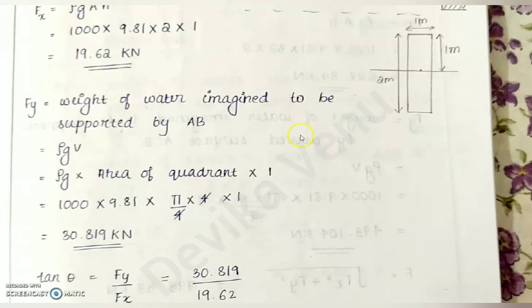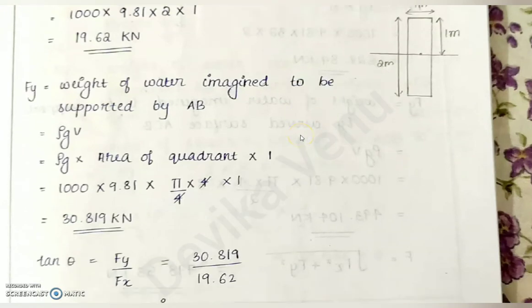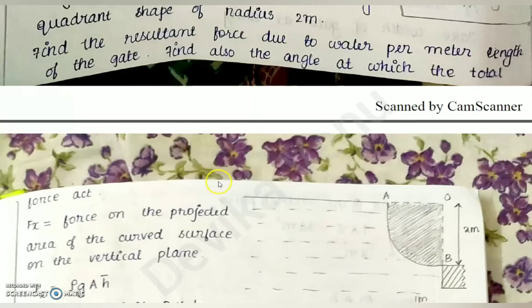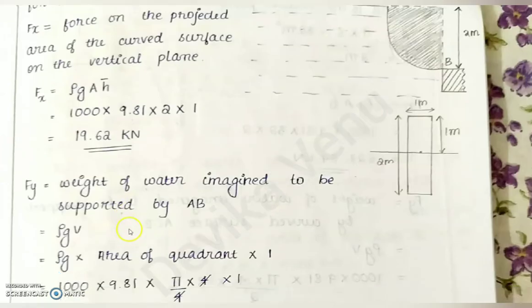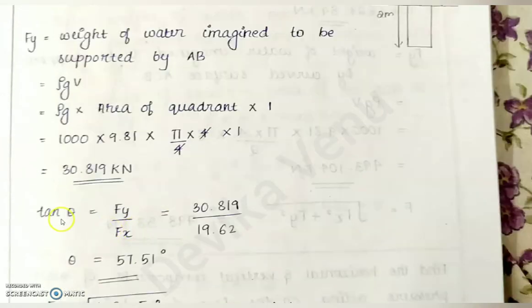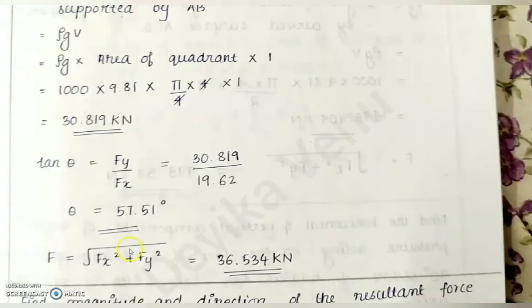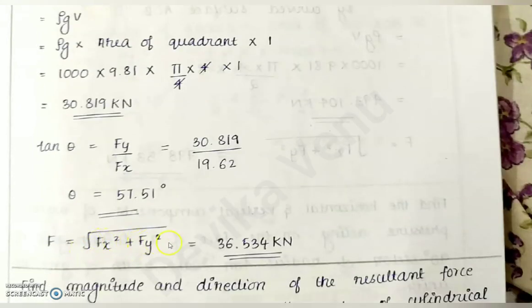Now we have to find out the angle. It is also asked that you have to find the angle at which the total force acts. So how to find out the theta angle? Again, you have learned in engineering mechanics that tan theta is Fy by Fx. So substituting the magnitudes, find out the theta angle. Total force is root of Fx square plus Fy square. So you will get the magnitude and theta angle.